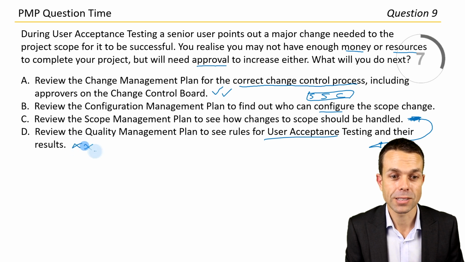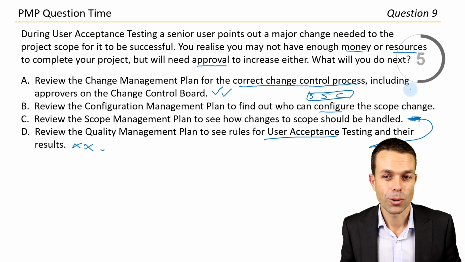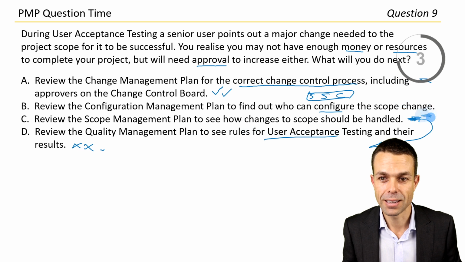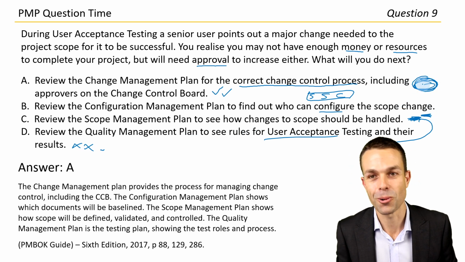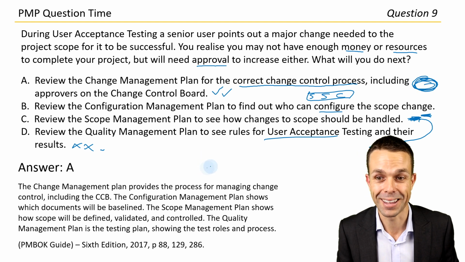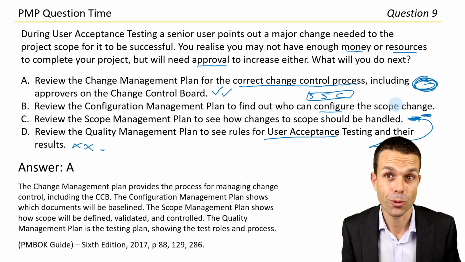Okay, we can safely rule that one out. So I think between A and C, A is still our best option. Let's go with that for now. All right, there it is. I think maybe we got lucky there because those two were both pretty close.